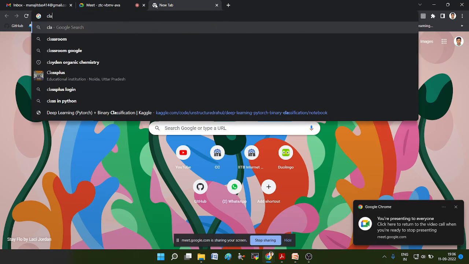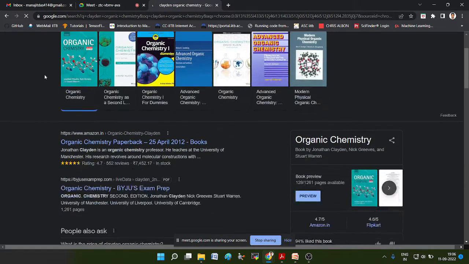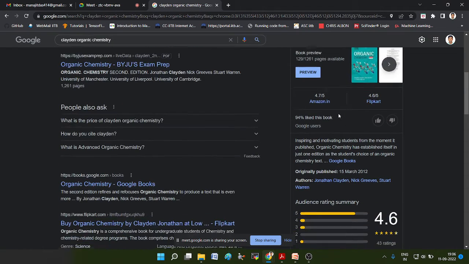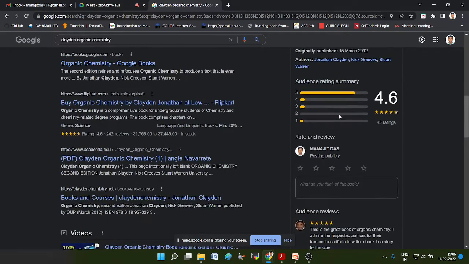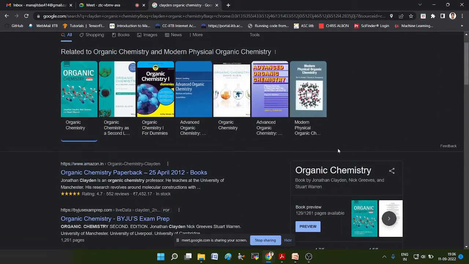And Clayden Organic Chemistry. If you search for it, you will find a lot of this. See, this at the right you see there, Organic Chemistry by Jonathan Clayden, Nick Greeves, and Stuart Warren. So I see three authors are there currently which is available. But earlier there was another person, but his name is not there anymore. So this book is, I mean, the epitome. This is the best book, I would say, to understand things.